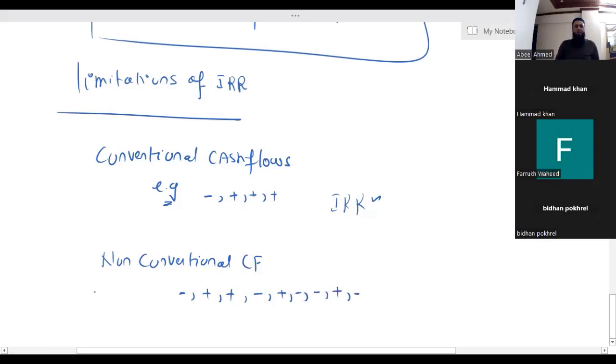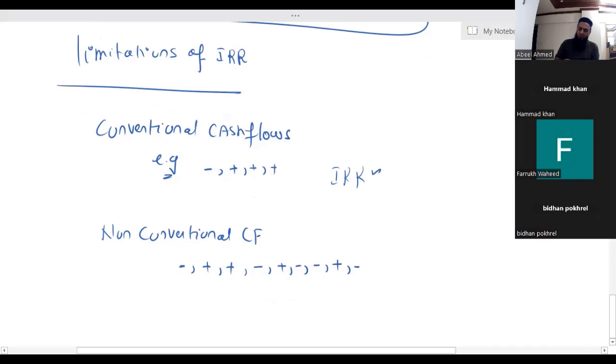If it goes like that, for example, that is a non-conventional cash flow. Now listen and listen carefully. There's one study, and only that study you need to know; not more than that is in your syllabus. The study says that if a project has non-conventional cash flows, then for the same project you will have multiple IRRs. That is limitation number 1.